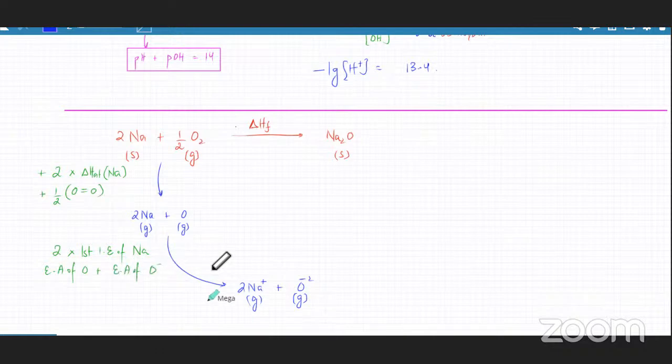You want oxygen to gain 2 electrons. So first the oxygen atom would gain an electron, and then when it becomes minus 1, the oxygen ion would gain another electron. And once that happens, the last step is the lattice energy, which is always exothermic. So you're going to have an exothermic lattice energy. The only thing left now is to put in the values.